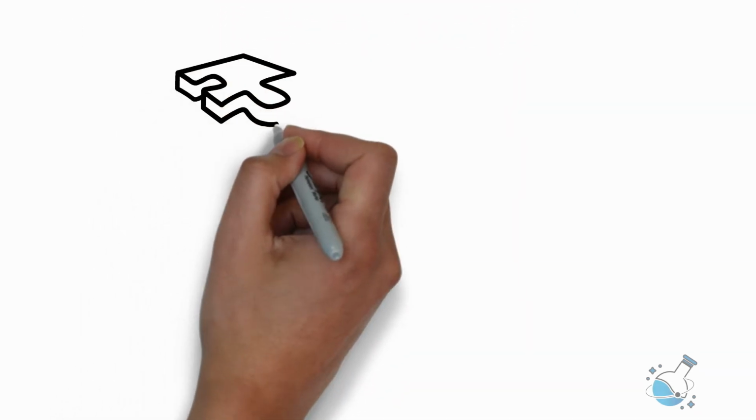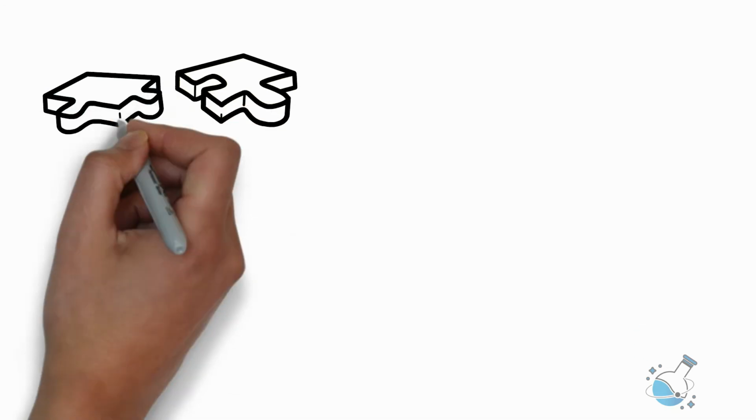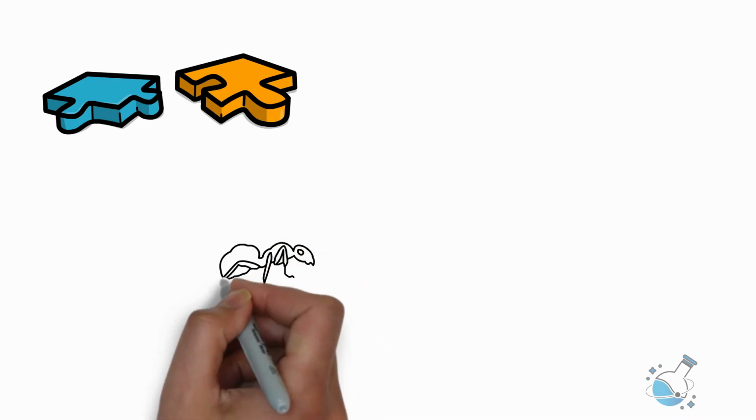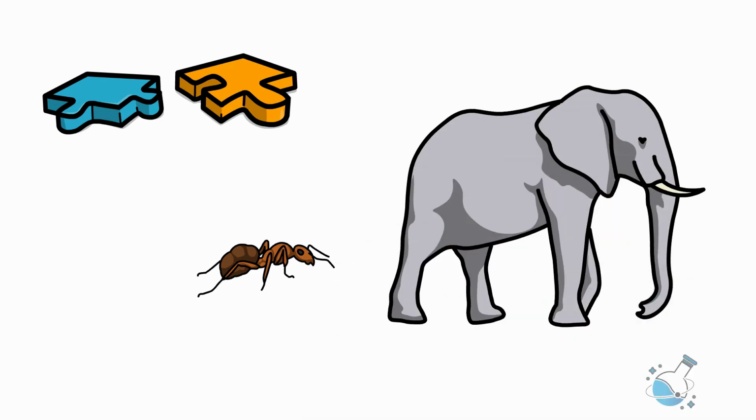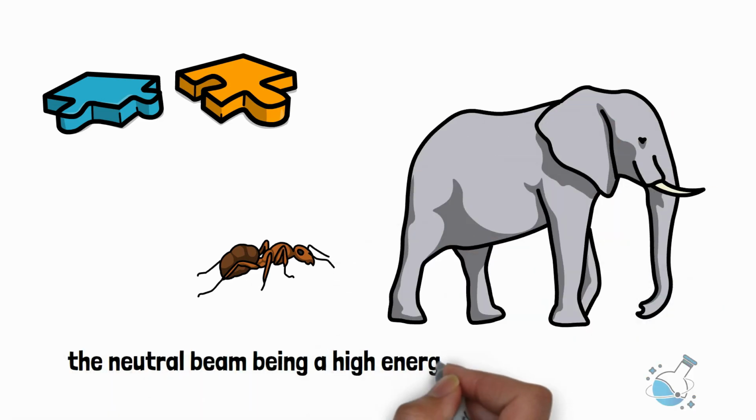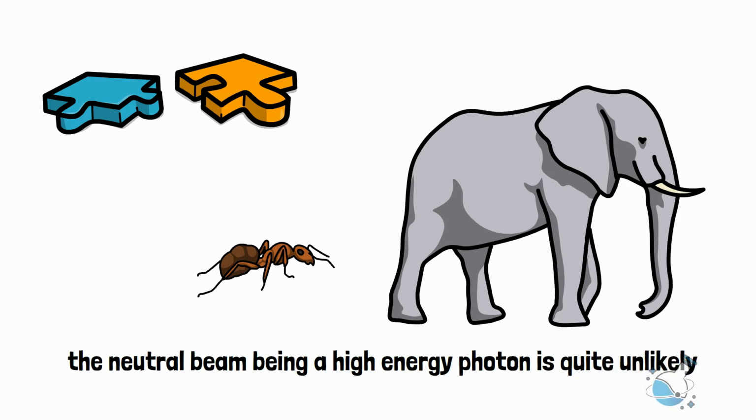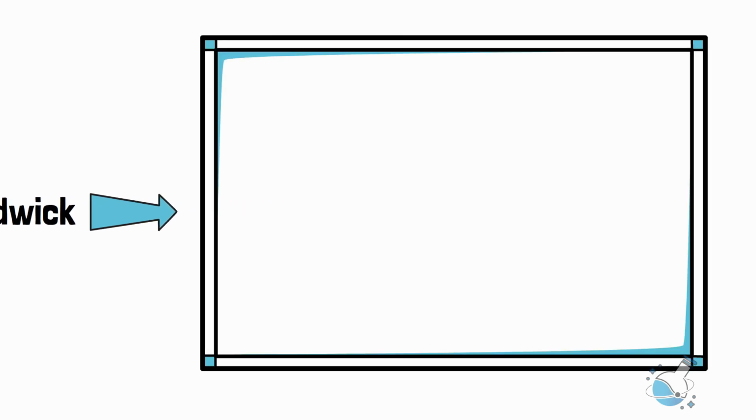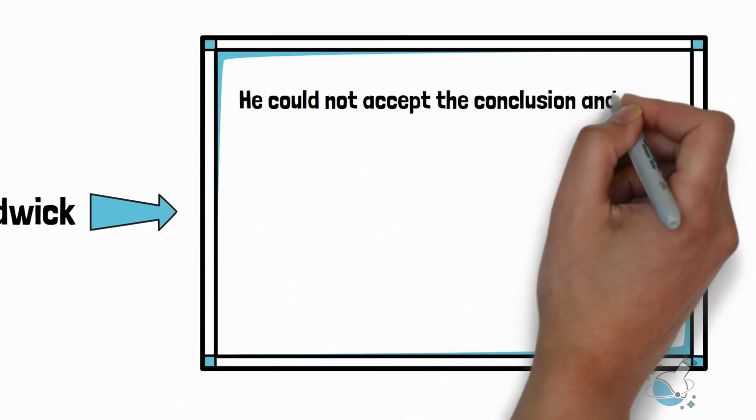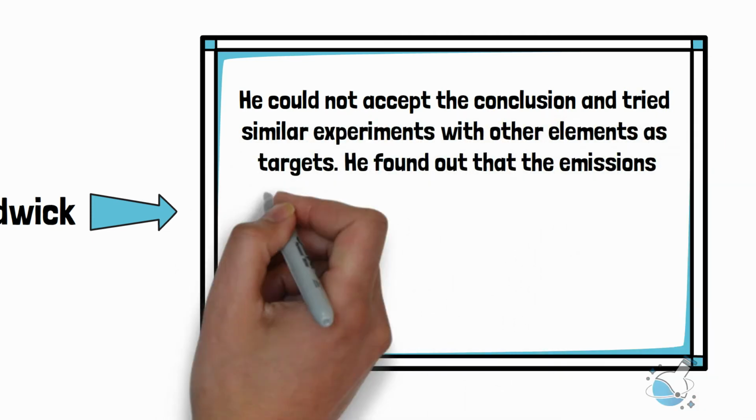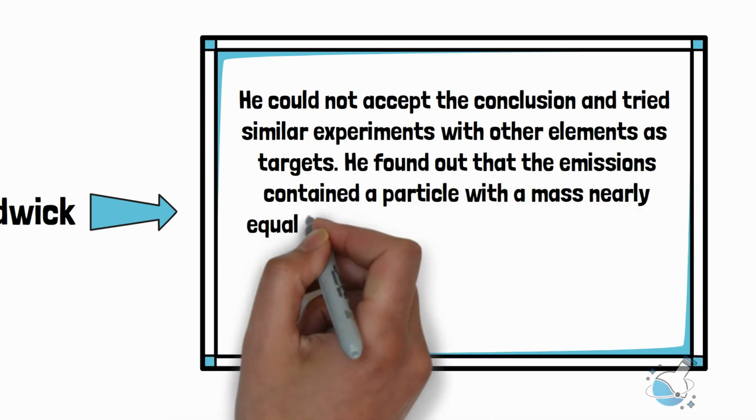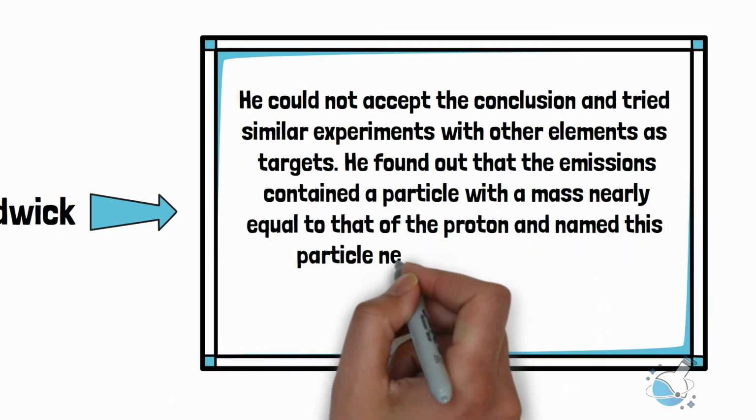Now the problem is that protons are about 1,836 times heavier than electrons. Yes, an ant might be able to carry weights 6 times their own, but imagine an ant trying to knock away an elephant. So, the neutral beam being a high-energy photon is quite unlikely. This is where Sir Chadwick comes in. He could not accept the conclusion and tried similar experiments with other elements as targets. He found out that the emissions contained a particle with a mass nearly equal to that of the proton, and named this particle neutron. It is denoted by the letter n.